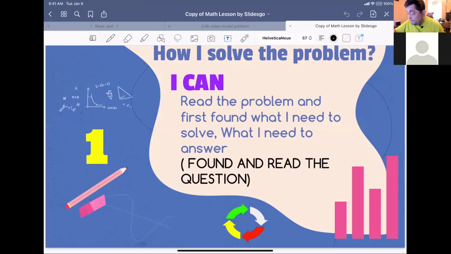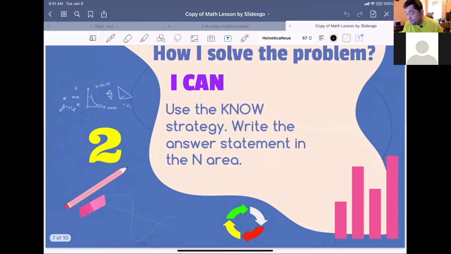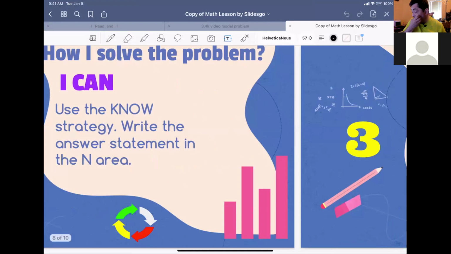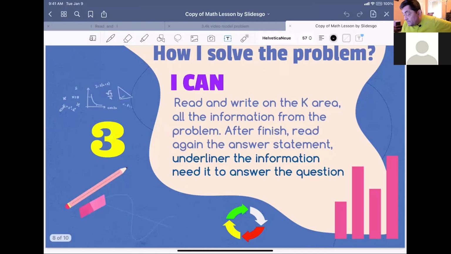When we finish step number one, we go to step number two. So we use the NOW strategy and write the answer statement in the N area. It is exactly what we just did. After this, I read and write in the K area all the information for the problem. And after we finish, we read the answer statement again and underline the information that we need to answer the question.